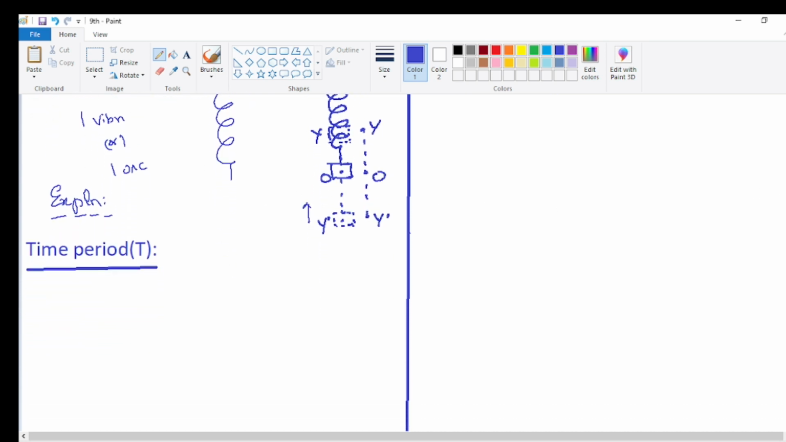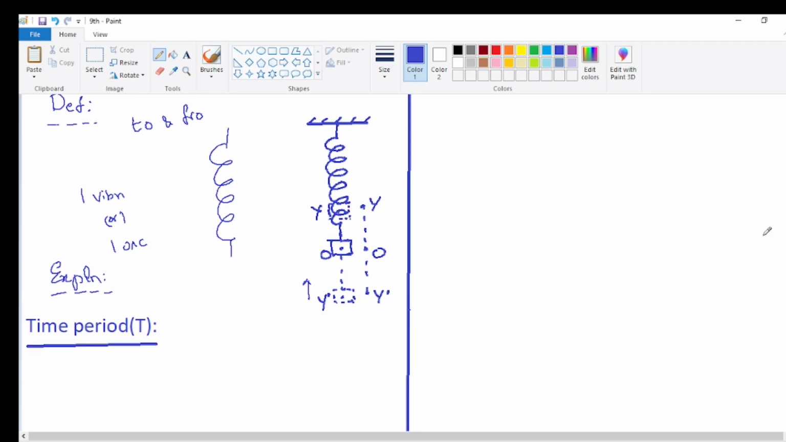Even little change also will not be there. Now what is time period? So it's simple, directly it can be understood like this. The time taken for one vibration. So what is one vibration, we already know.